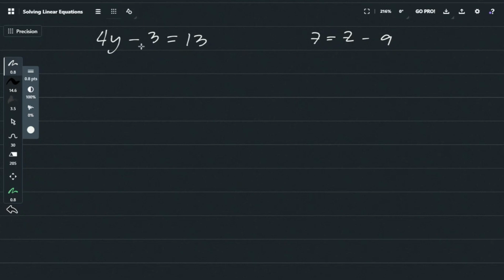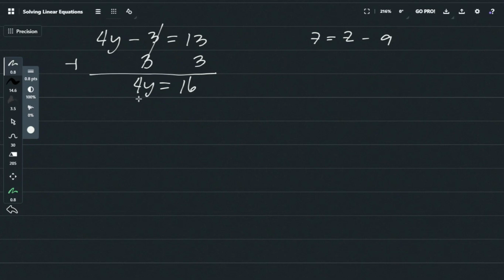So now, first we need to find the additive inverse of negative 3, which is positive 3. So we're just going to add positive 3 to both sides. So we have it like this. And we can cancel this out. Negative 3 plus 3 is just 0. So we can bring down 4y, and 13 plus 3 is just equal to 16.